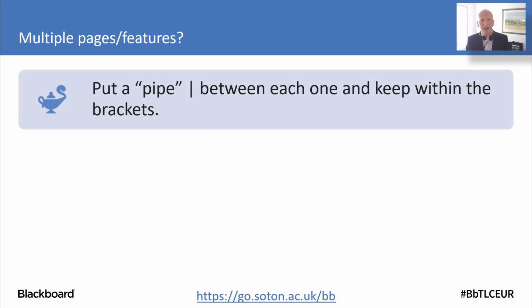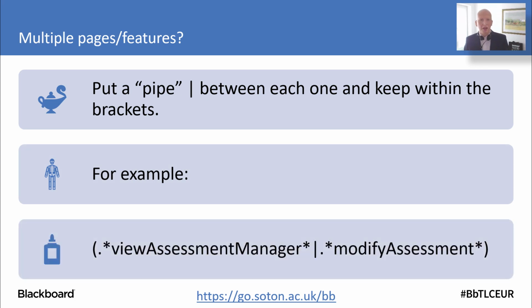What if we want something to apply to multiple pages or features? Then put a pipe between each one, keep it within brackets. So as an example, I wanted this to apply for View Assessment Manager and also Modify Assessment, which are two areas that you often see when you're using tests. So I have an opening bracket, * View Assessment Manager, and then a pipe character, and then * Modify Assessment star, and then a closing bracket, and that's your URL restriction.